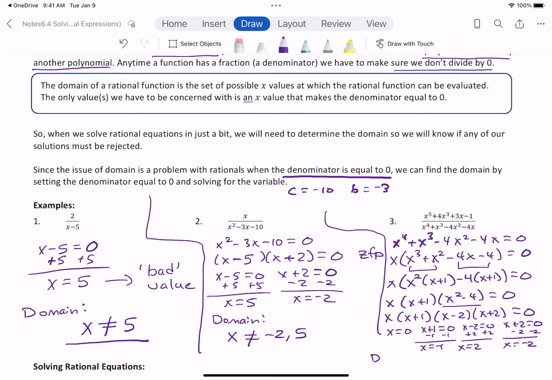So for the domain, x cannot be, and it doesn't matter what order you write these things in. I'm going to write them from smallest to largest, but it really doesn't matter. So I'm going to say x can't be negative 2, negative 1, 0, or 2.